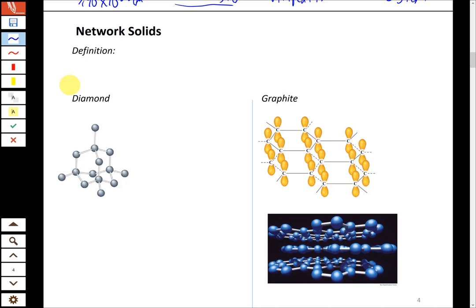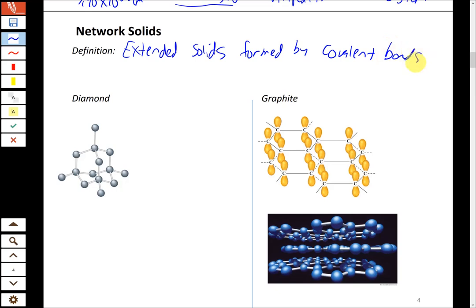All right, so a definition of a network solid is it's an extended solid, so it has a 3-dimensional infinite structure, just like in any crystal structure, but it's going to be formed by covalent bonds. We said that metallic structures are formed by metallic bonds, where the valence electrons of the metals are delocalized, and that holds everything together. These are going to be formed by covalent bonds. We talked a lot in chapters 3 and 4 about how a molecule is a small unit made up of covalently bonded atoms. You can think of a network solid as just like an infinite molecule.